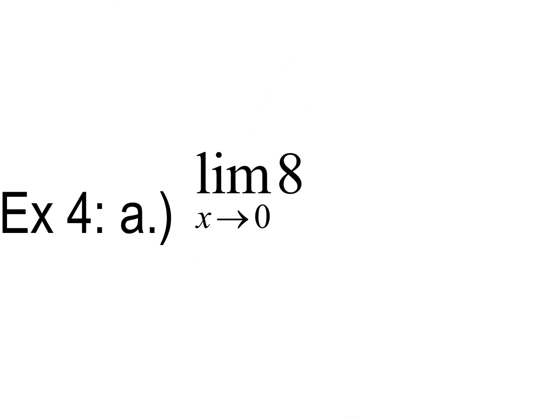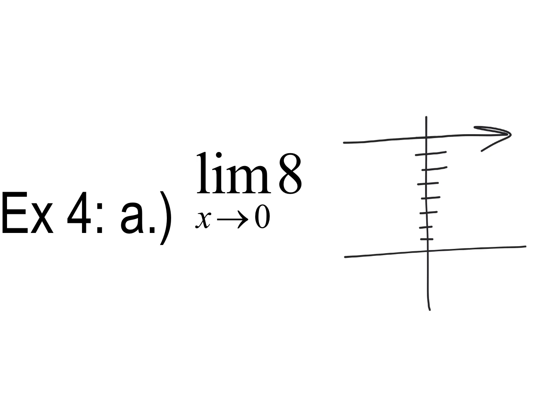Okay, let's take the 0 and plug it in. There's no x. Okay, so now what do we do? Well, do you know what the function 8 looks like? Just remember, that's a horizontal line. There's no x to plug into. That's because no matter what x is, the y value is always 8.